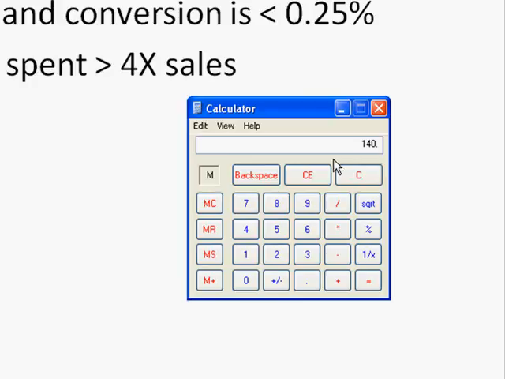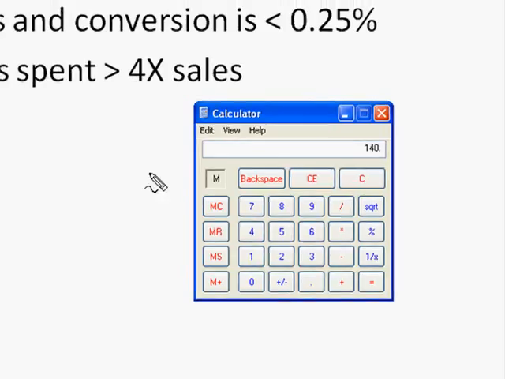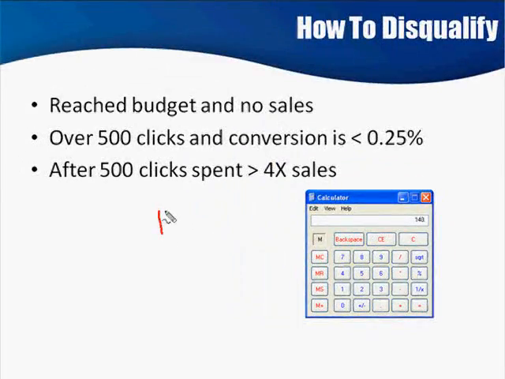Okay, so in this scenario, because we have spent $175, that is greater than 4 times the sales, which is $140. So since that is greater, we're going to just pull out of that scenario, forget it, scrap it, move on to something else. Now, if it was a $50 commission, that would be a different scenario.